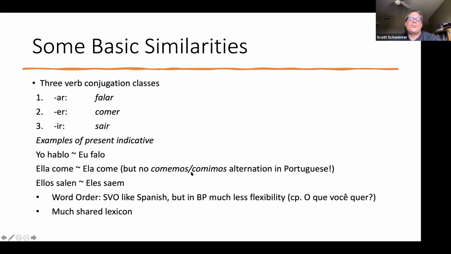One thing I did want to mention is that in Spanish, we have comemos in present tense and comimos in past tense, right? Preterite, but not in Portuguese. So in Portuguese, it's comemos and comemos. So you only know that it's past tense because the context tells you so. So if you just see comemos, on its own, you don't know in Portuguese whether it's present or preterite. And then ellos salen, eles saem.